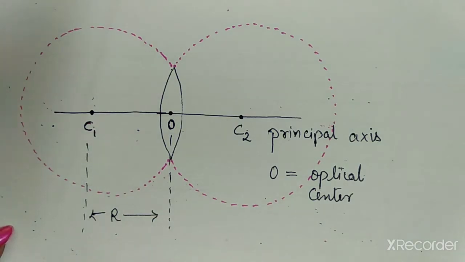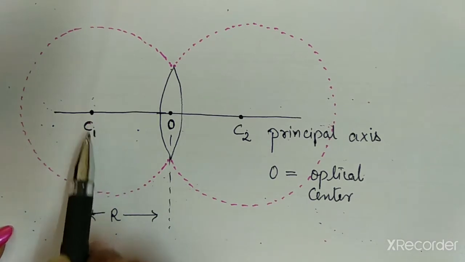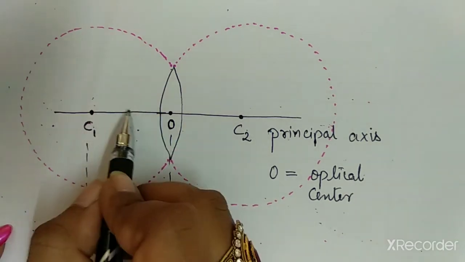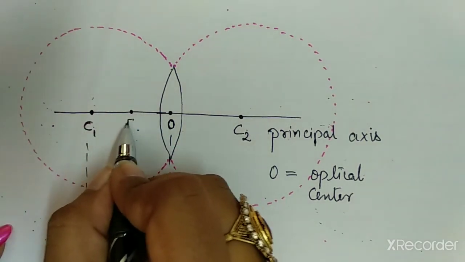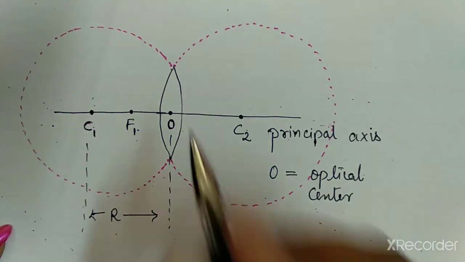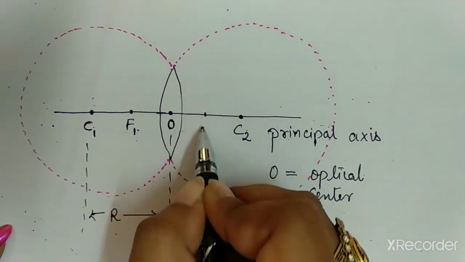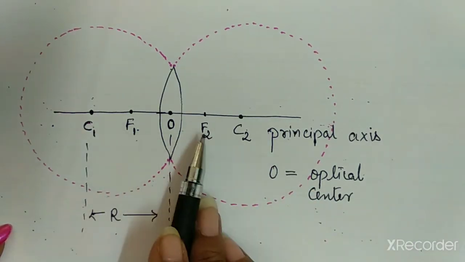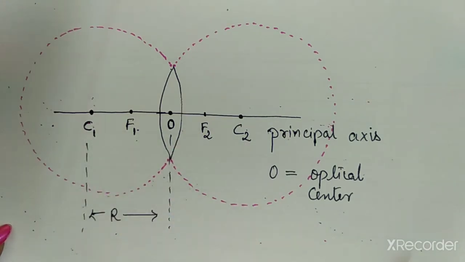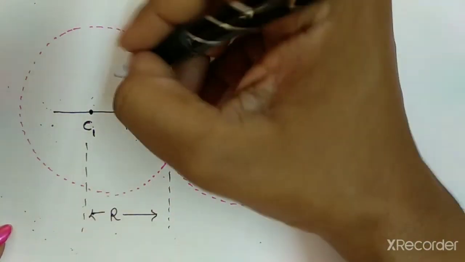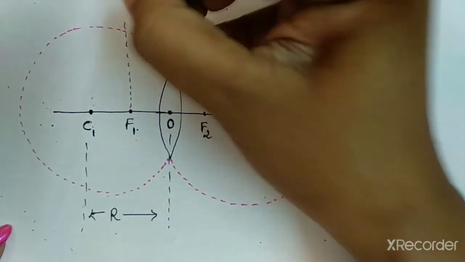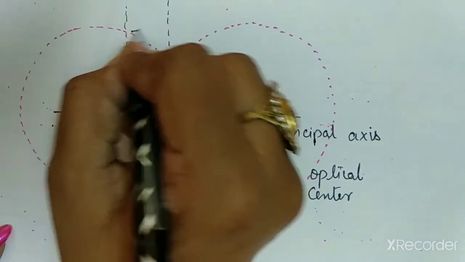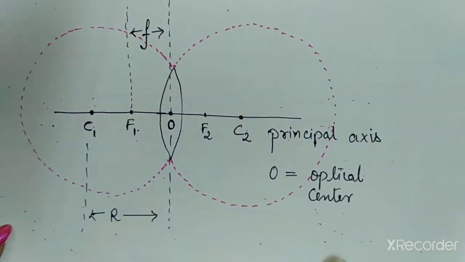Now focus. The focus will be the midpoint of the optical center and the center of curvature. So the midpoint of these two is here. This is F1, the first focus, and on the other side also we will have a focus. This is F2. So remember that lenses have two focus points and two centers of curvature. Now the distance between optical center and focus is known as focal length. So this distance is the focal length.